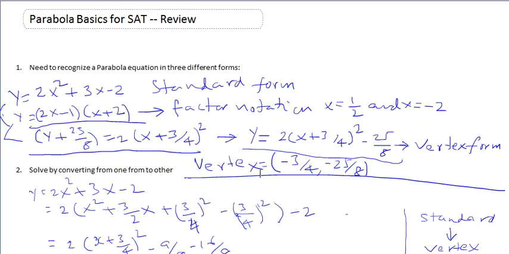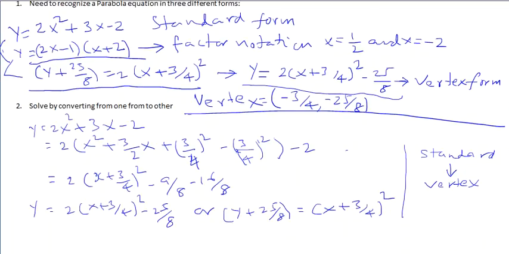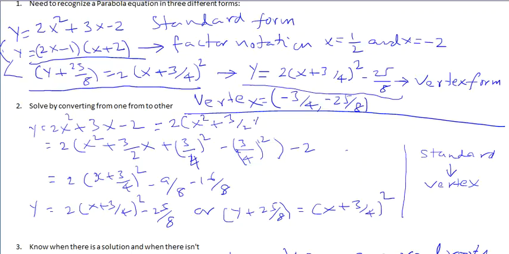So let's move down a bit. Not all the steps are shown, but this is the idea here. I take my original equation y = 2x² + 3x − 2 and bring a out. So this becomes 2 times (x² + 3/2 x), and for example I can write this as 2 times (x² + 3/2 x) − 2.